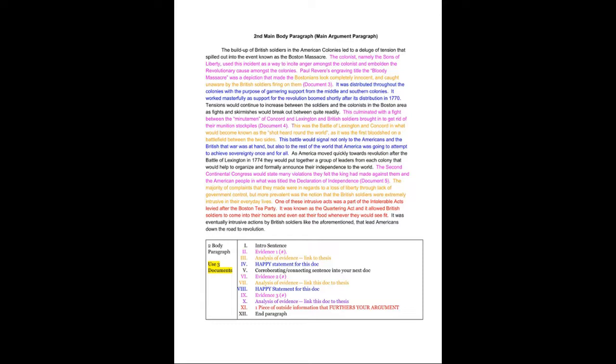It was eventually intrusive actions by British soldiers like the aforementioned that led Americans down the road to revolution. So just tying that in, again, the increased tensions, how this is going to really be the cause ultimately in the end that will spring the Americans towards revolution. So go through yours, compare it to what I have, fill out the Google form, and just simply state what changes you would make and why.